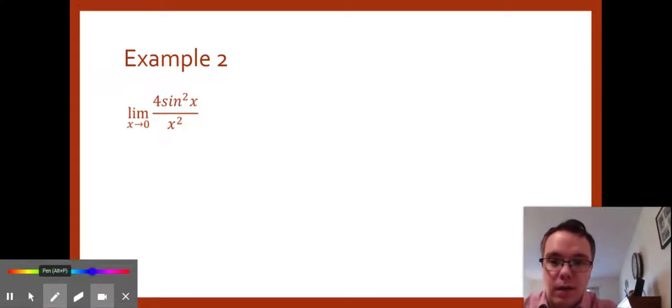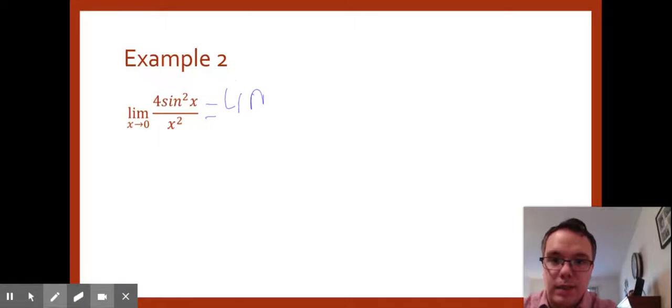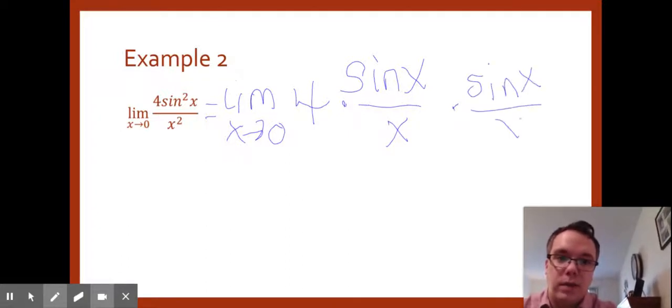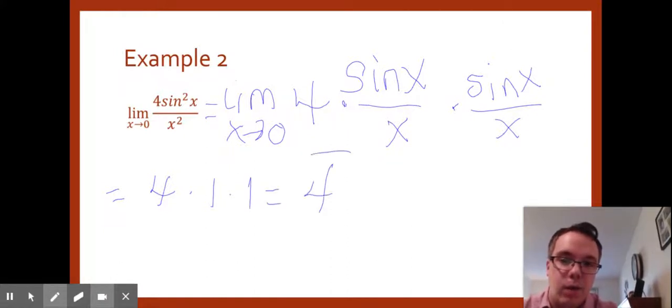So I can rewrite this problem as the limit as x goes to 0 of 4 times sine of x over x times sine of x over x. Then I just have to plug in my known values for these limits. My limit as x goes to 0 of 4 is 4. My limit as x goes to 0 of sine of x over x is 1. And my limit as x goes to 0 of sine x over x again is 1. So I get 4 times 1, which is 4.